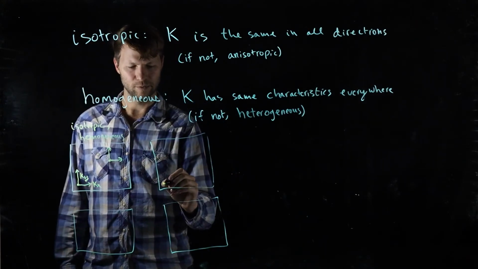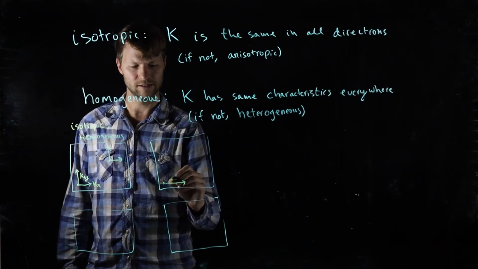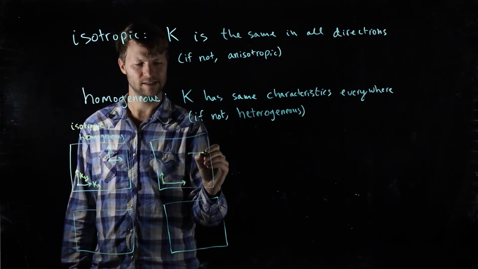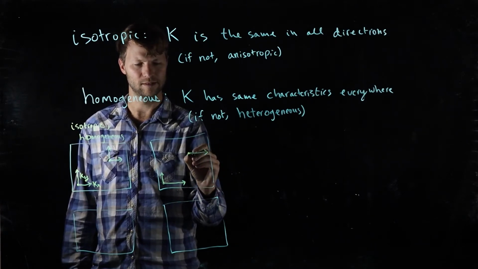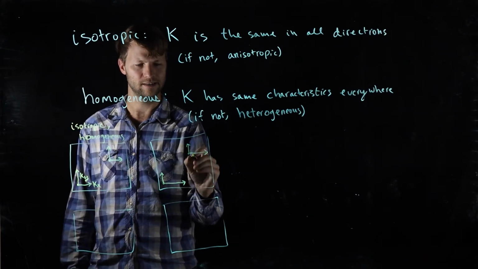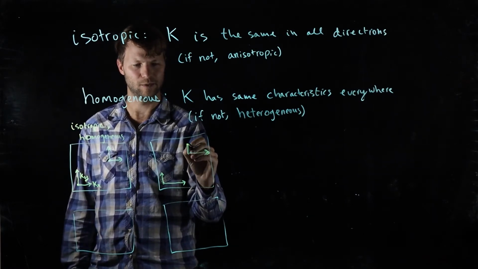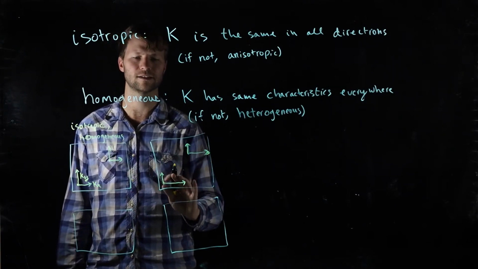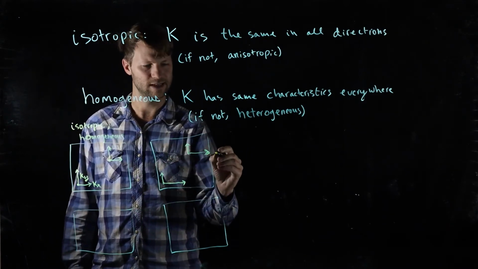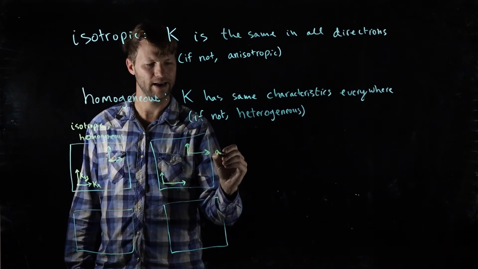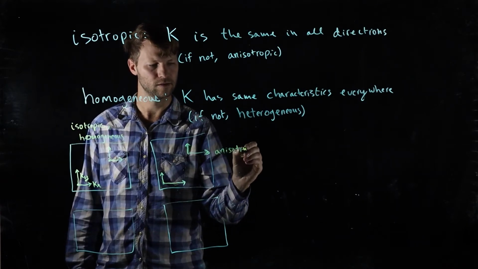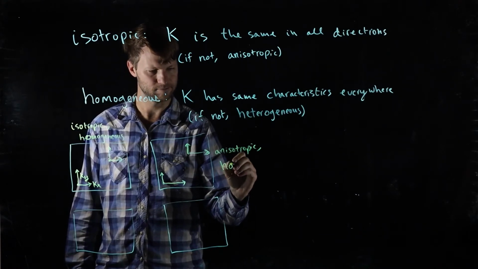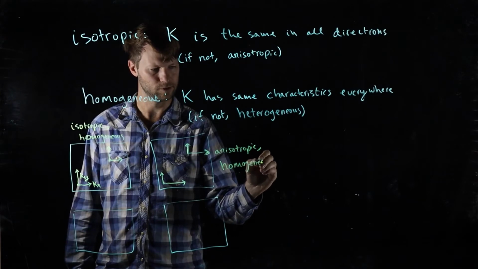Let's consider another aquifer where K in the x direction is significantly larger than K in the y direction. But if you move in space, it's the same. You see the same pattern. So the length of the x is the same in space and the length of the y is the same in space. In this case, K varies based on direction, but it doesn't vary based on where you are in the aquifer. And so this case here is going to be anisotropic, but still homogeneous.